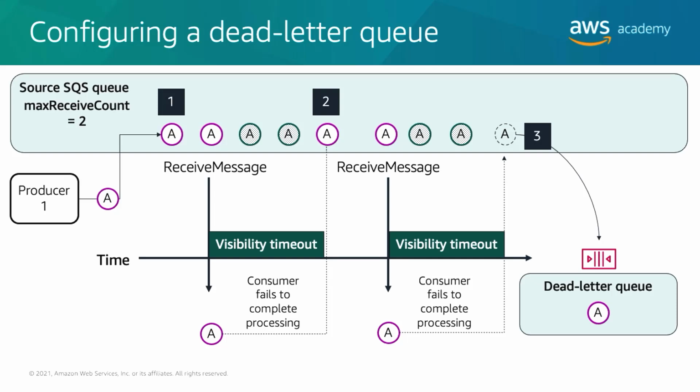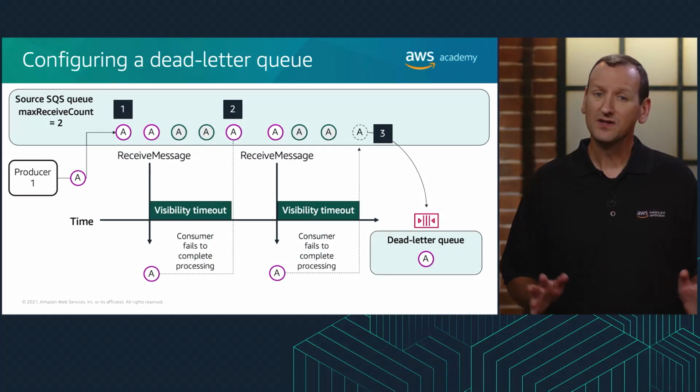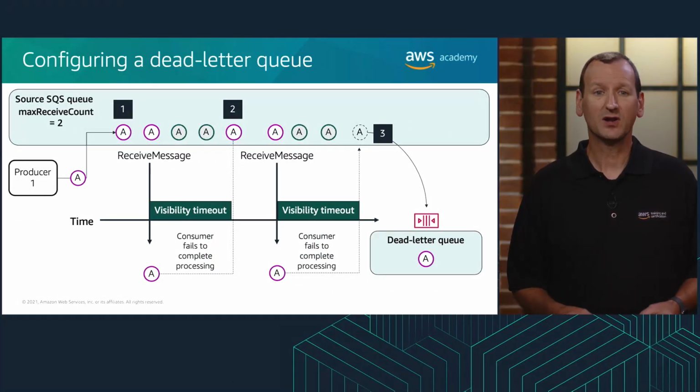As part of the redrive policy, select the queue to use as the dead letter queue and set the maximum receives option to tell Amazon SQS how many processing attempts to make before sending the message to the dead letter queue. In this example, the source queue is set with a redrive policy with a max receive count equal to 2.